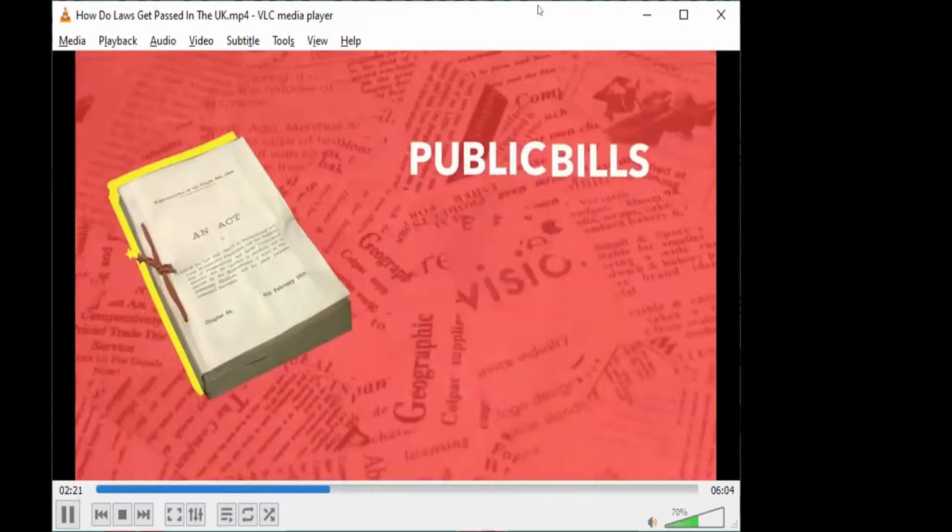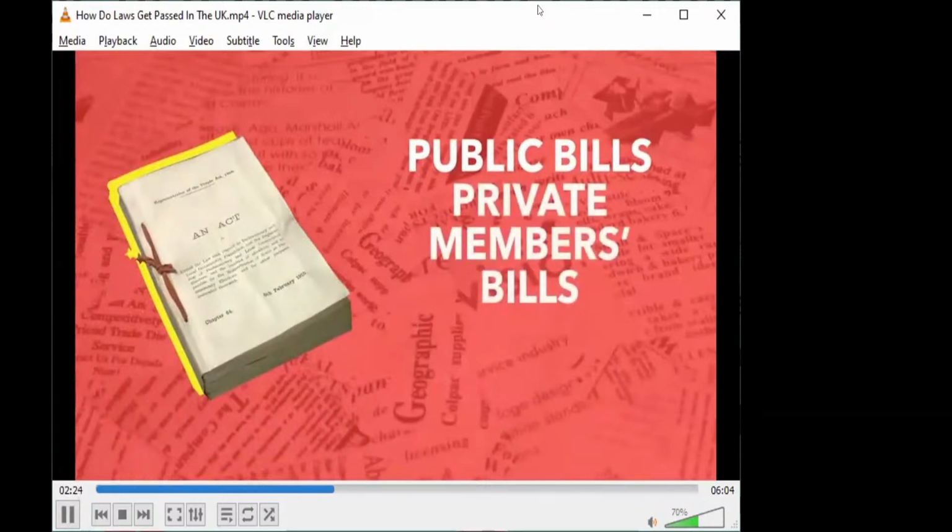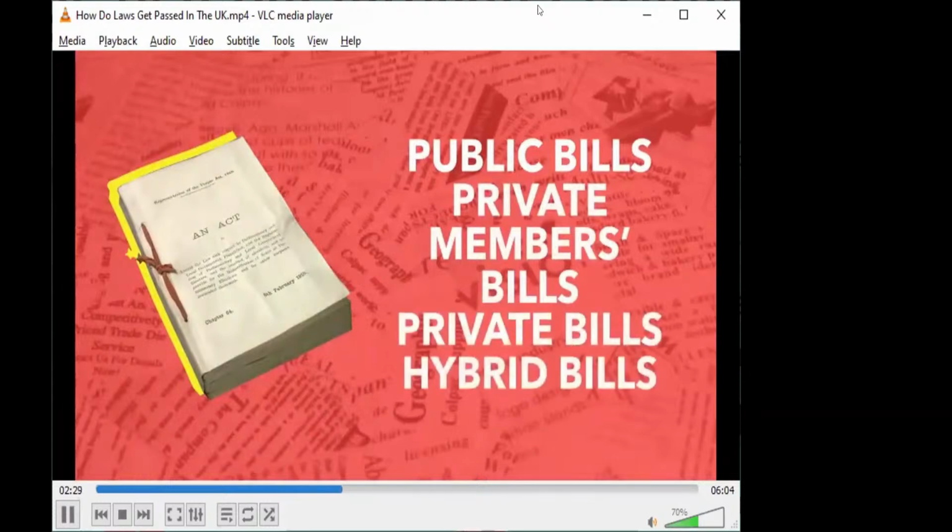There are also what are known as private members' bills, which are introduced by MPs or Lords who are not government ministers, as well as private and hybrid bills. There's so much to discuss that we'll have to do that in another video.